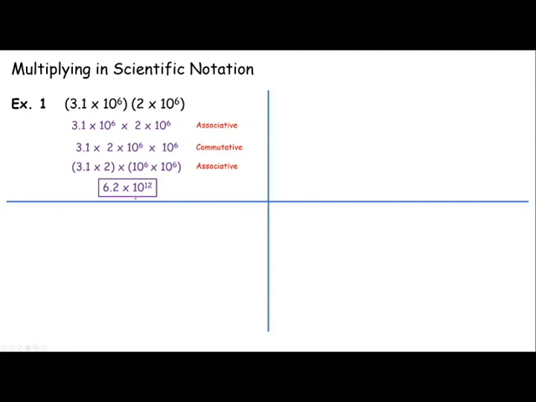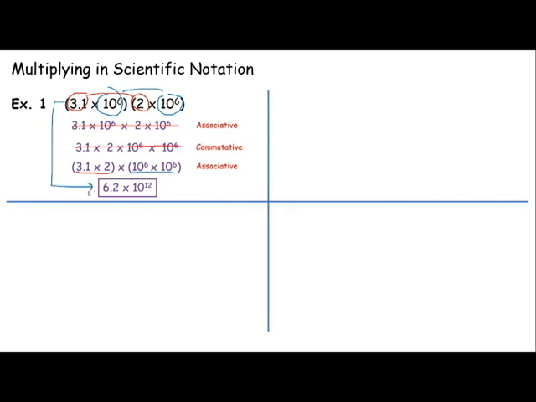If I were actually doing this on my paper, I probably would not do all these steps on paper. I would probably skip this one right here, and I would probably skip this one right here, and I would probably just write this one down. 3.1 times 2, multiply those together, that's here, and then maybe in blue, I might do 10 to the 6th and 10 to the 6th, and get the 10 to the 12th. As I got better and better at it, I might even skip this paper and just do what I've done here, jumping straight from here down to the end.